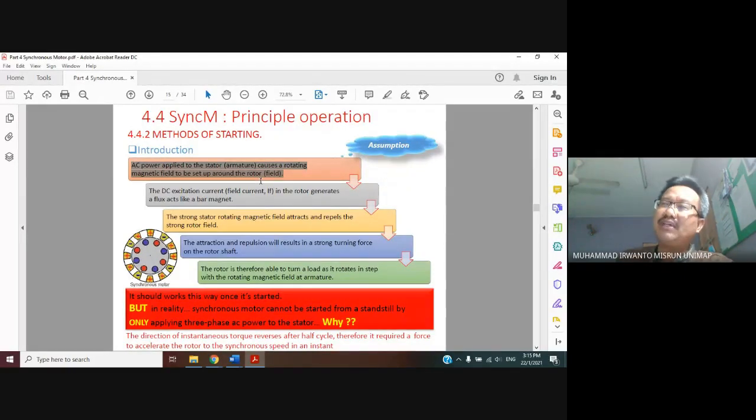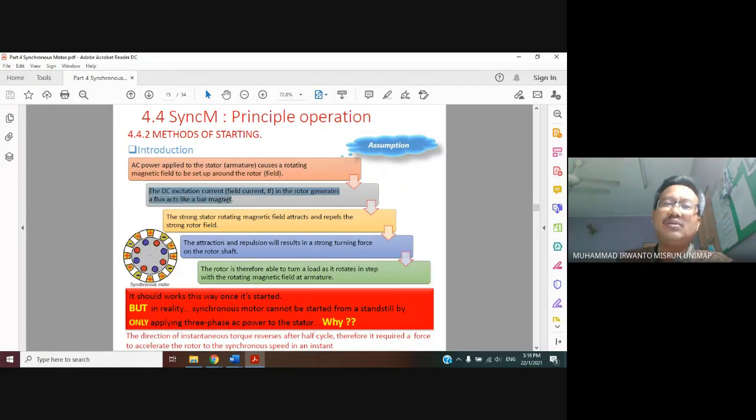Yes, but if the condition is like this, the rotor sometimes cannot move. So for the rotor to move, we can help it. This method will be discussed. Okay, and then the stator produces the magnetic field.